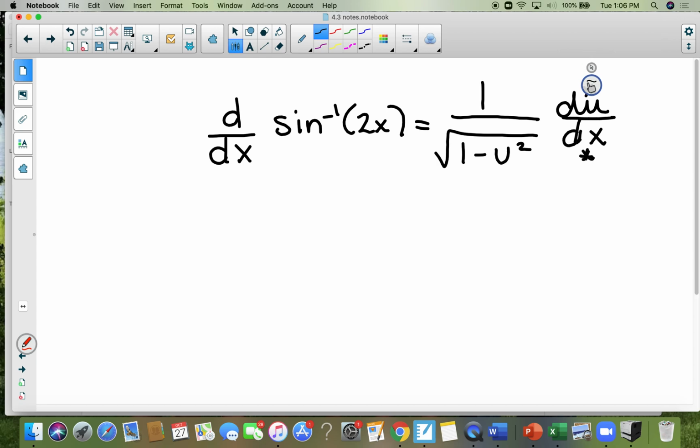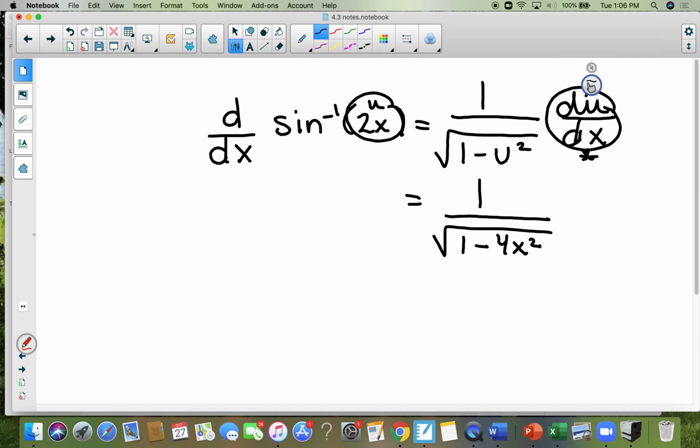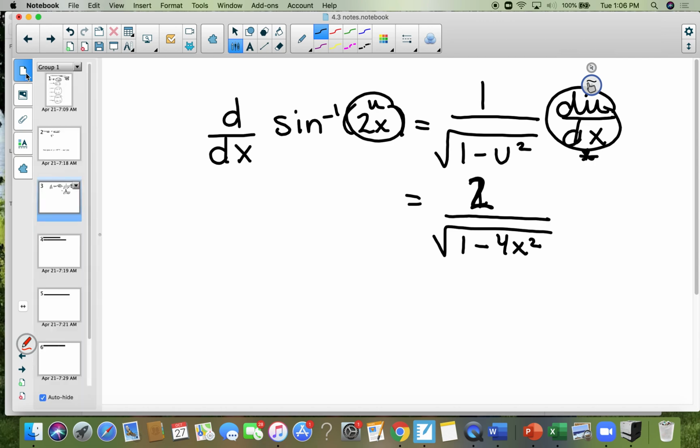Really important part right here. So you're going to put 1 over the square root of 1 minus, and this stands for u. So 2x times 2x is 4x squared. But then you also have to take the derivative of u, and the derivative of 2x is 2. And that's why there's a 2 up there. Okay, now let's do a little bit harder one here.